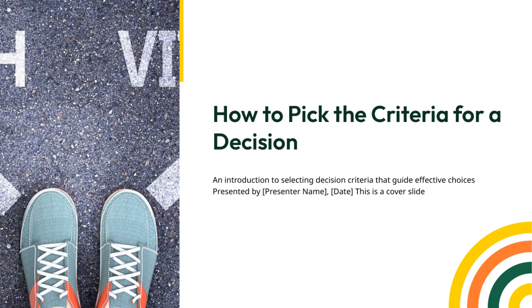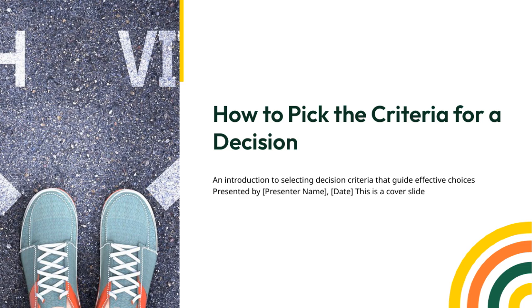Today, we're going to explore how to identify and select the key factors that help us make effective and informed choices. As you can see from the image, decisions often feel like standing at a crossroads, weighing options between different paths, like sloth or vitality. I'm excited to guide you through this important topic and share strategies that will enhance your decision-making process.